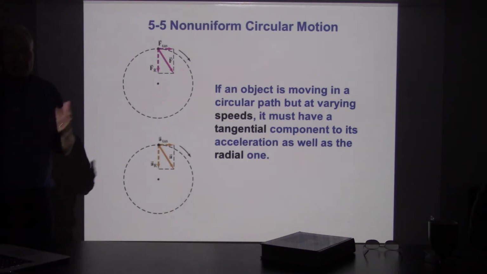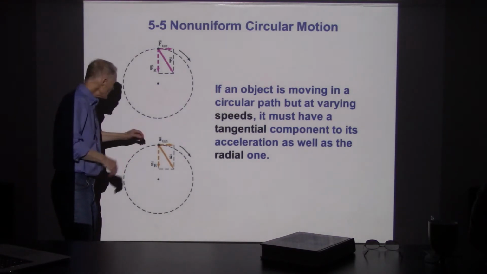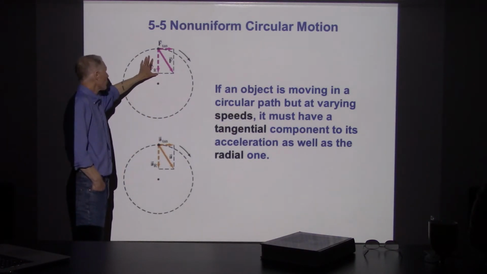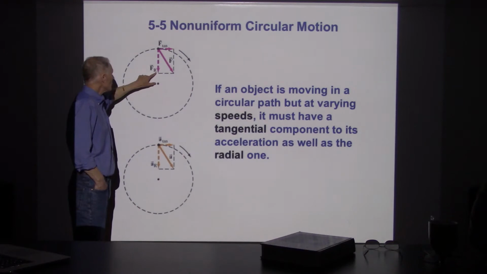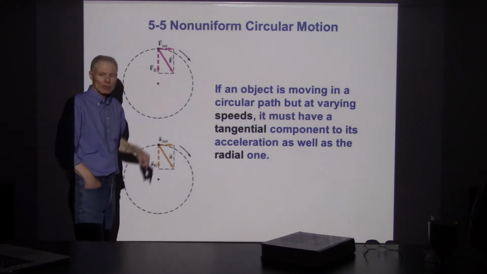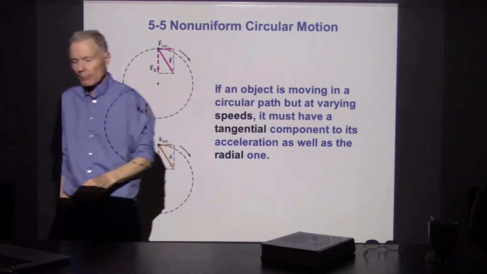Now, if it's a car and I'm going around in the curve, I'm certainly using friction for both of these forces. The radial force would be coming from friction. The tangential force would also be coming from friction.